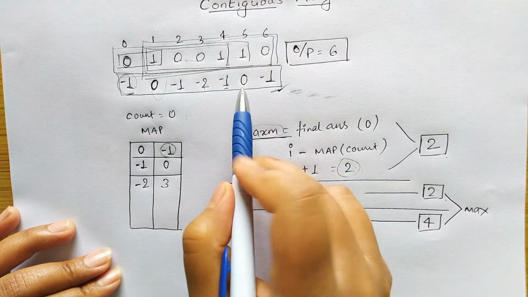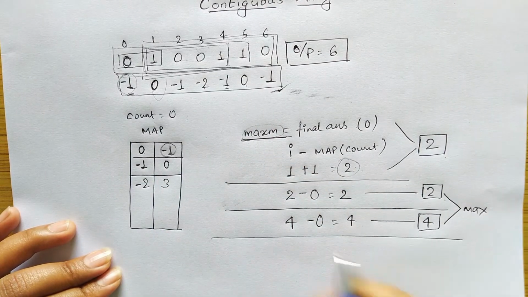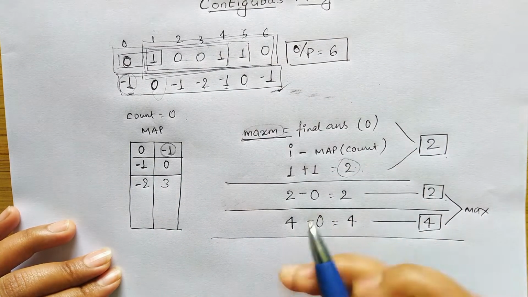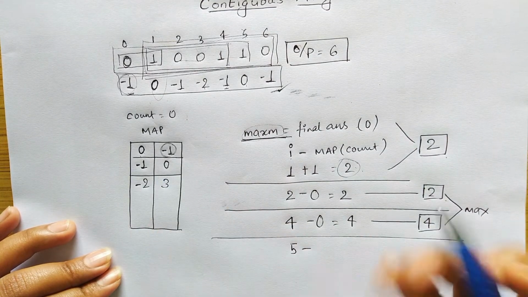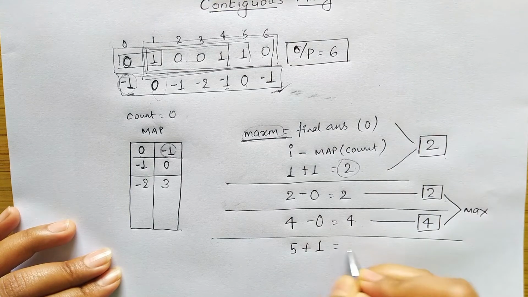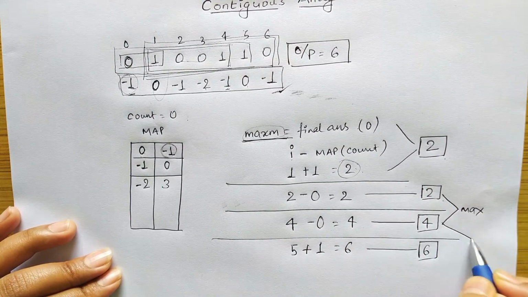After this, we again got 0. So 0 is already present. So what do we do? We take the current index, minus 0's index, which is -1, so plus 1, which is equal to 6. So our answer is 6, taking the maximum of this 2.